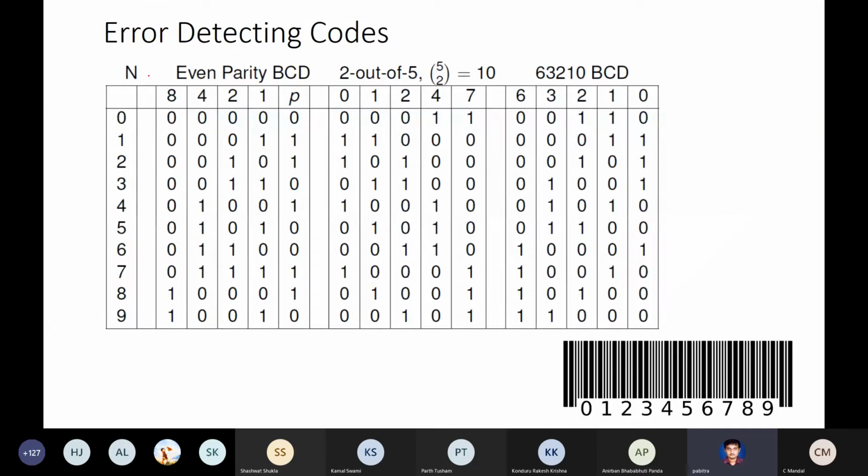In fact, you can generalize it to m of n codes. You can choose both m and n according to your wish, depending on how many different entities you want to represent. This was actually first suggested by Donald Knuth, a very famous computer scientist. I guess all of you have heard the name Donald Knuth. These are actually called constant weight codes.